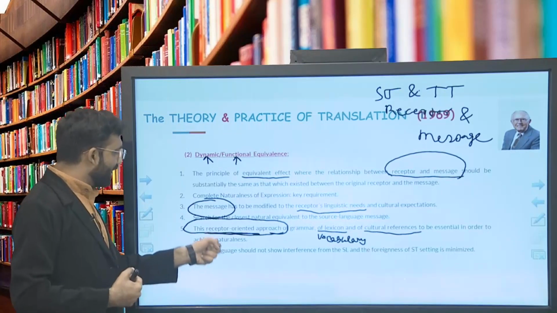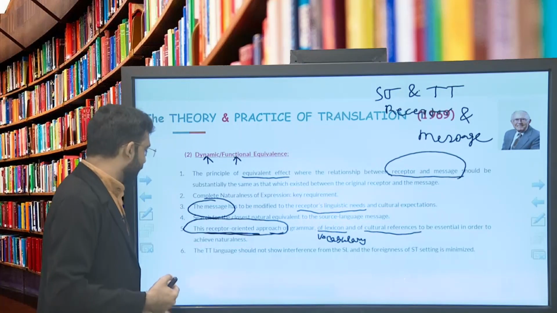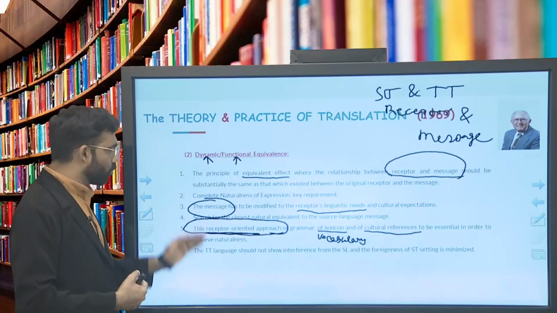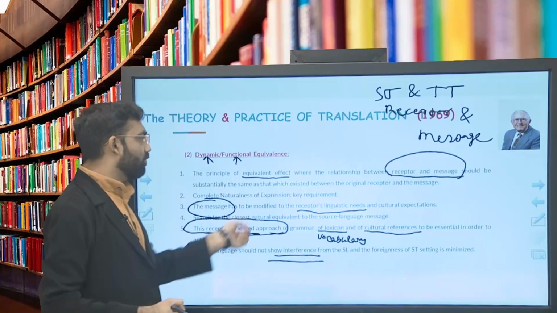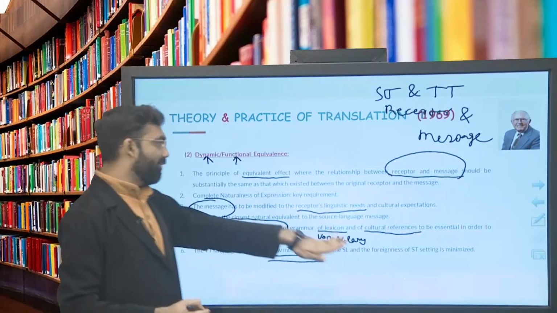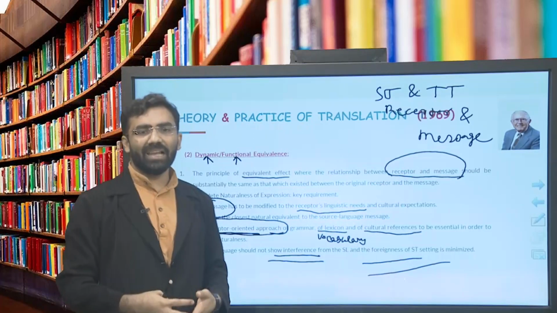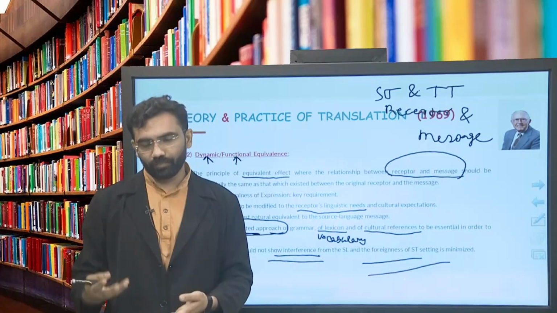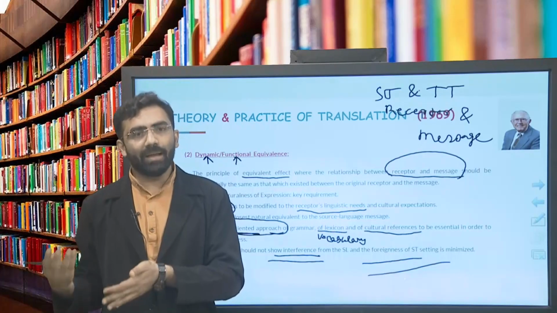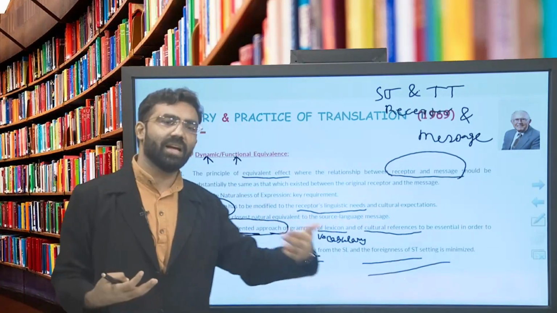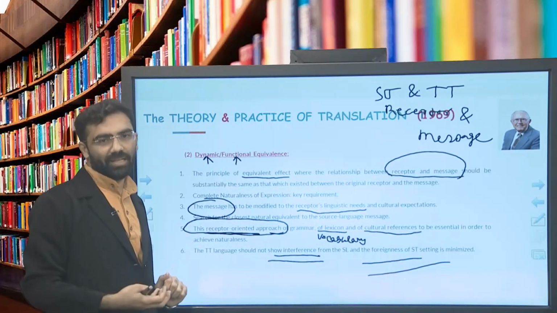The target text language should not show interference from the source language. There should not be any kind of interference from the source language, and the foreignness of the source text setting is minimized. So while I would be trying to use Iago when I am translating Hamlet, I would come up with the header. Then it would be dynamic equivalence.